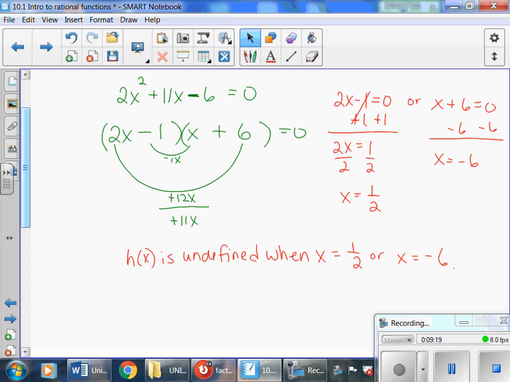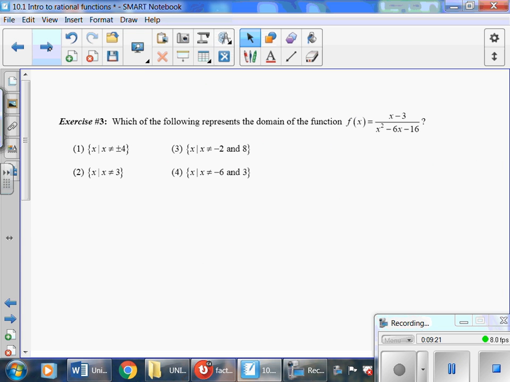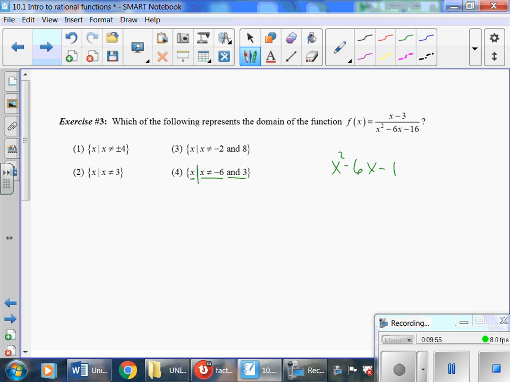All right, exercise 3 is a very similar exercise. It looks a little bit easier because it's a multiple choice question, but it's the same question that we just looked at. Which of the following represents the domain of the function? So what we have to do is take a look at our answer choices here. Our answer choices show our set builder notation, like this number 4 that's right here says x such that x doesn't equal 3 and negative 6 and 3. All right, so it's the same situation. We're looking for the domain restriction. So where our denominator is equal to 0.